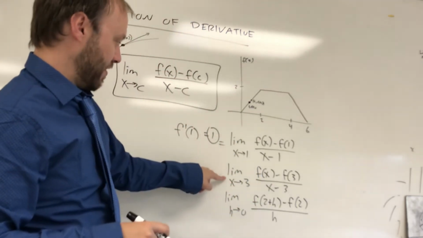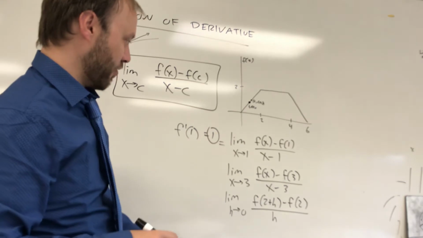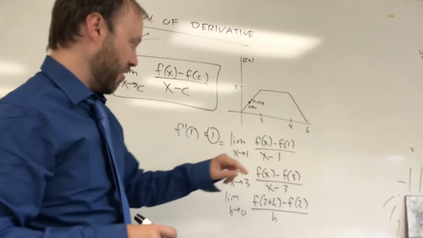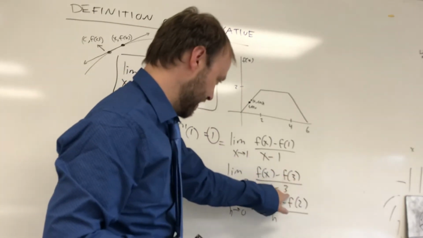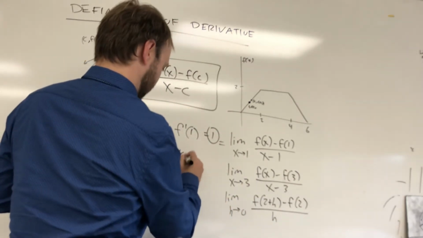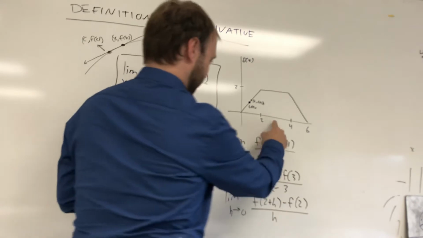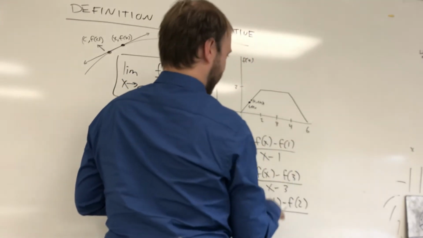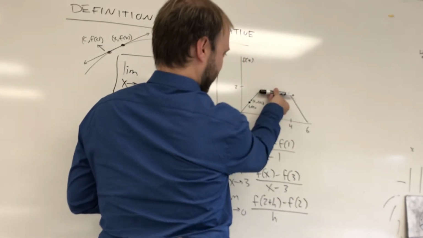Down here, same thing. It's the limit as x approaches 3, and you see, oh, it's the limit of a slope, and they've subbed in 3 for the c value. Oh, they want me to find the derivative of this function at 3, okay? And we go up here, we go to x equals 3, and I don't have all the points here, but I think this is a horizontal line.